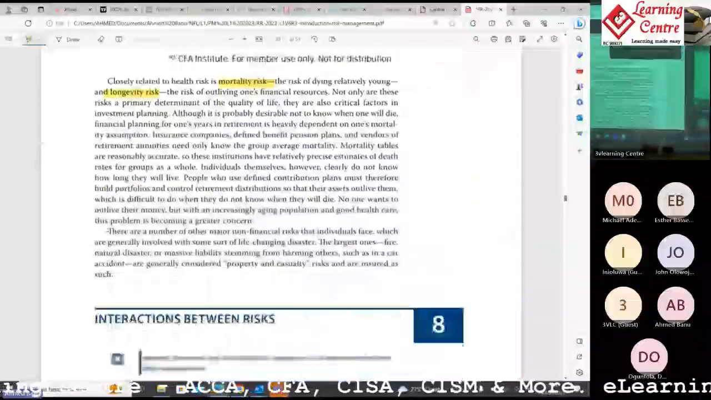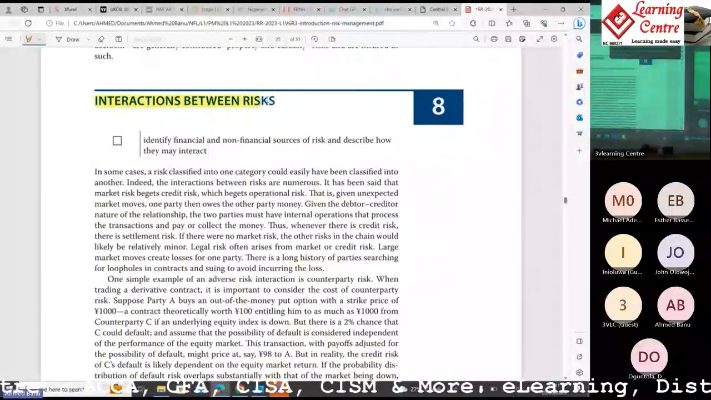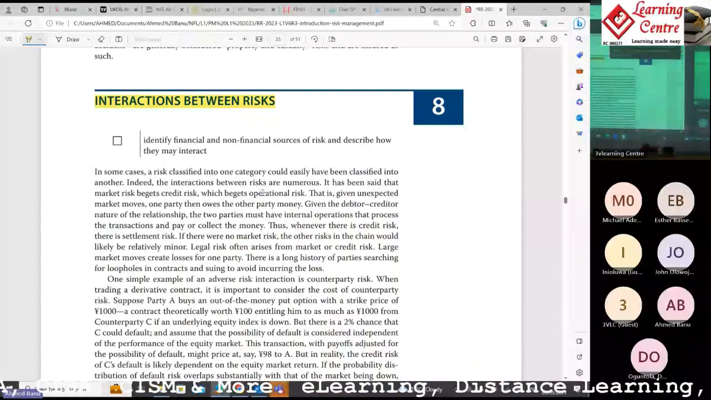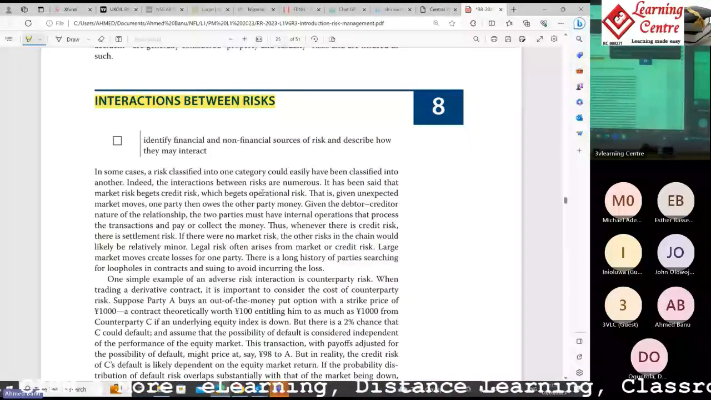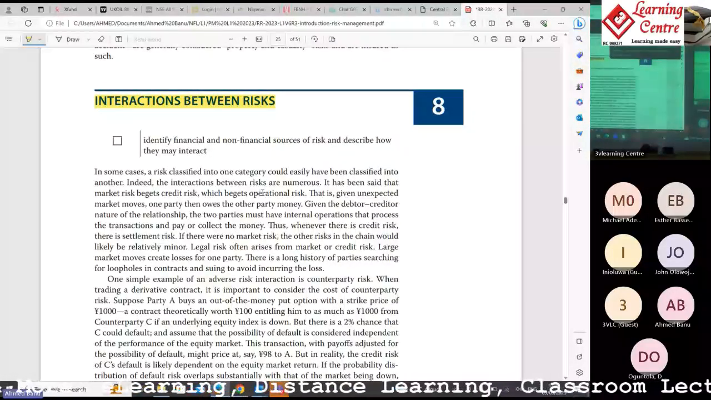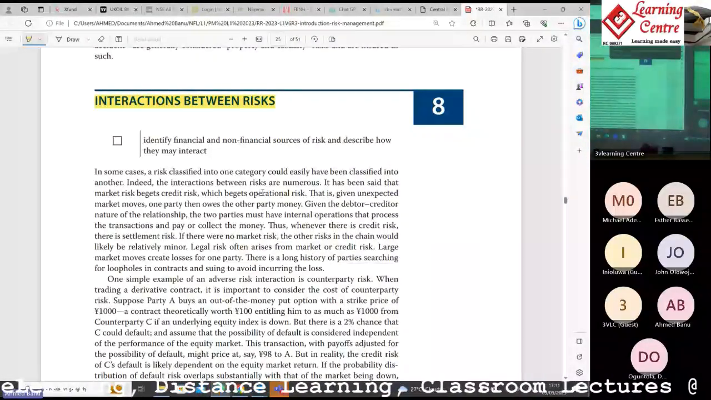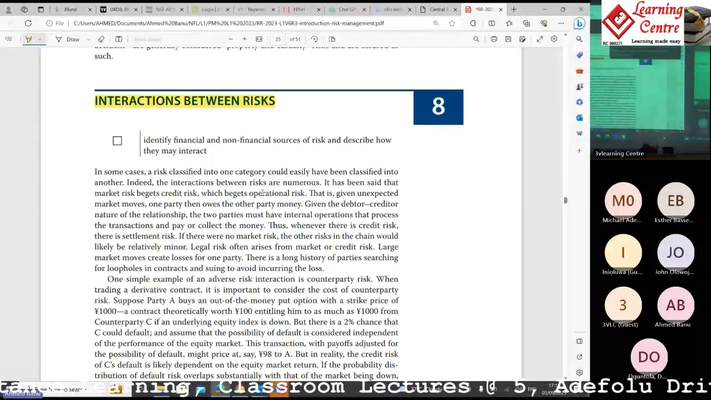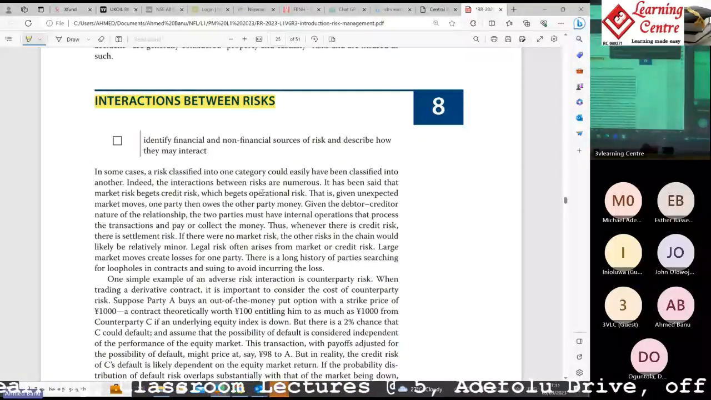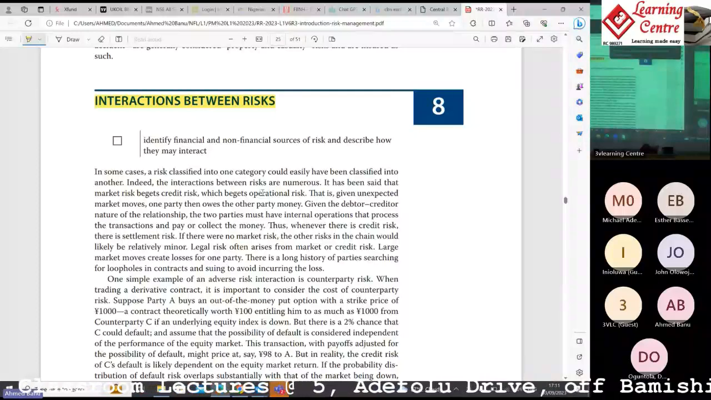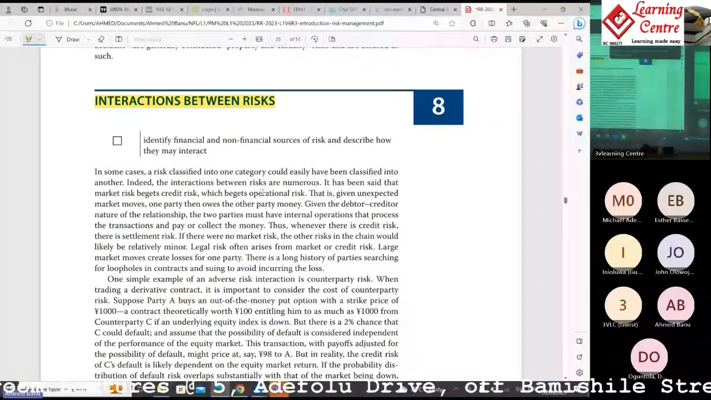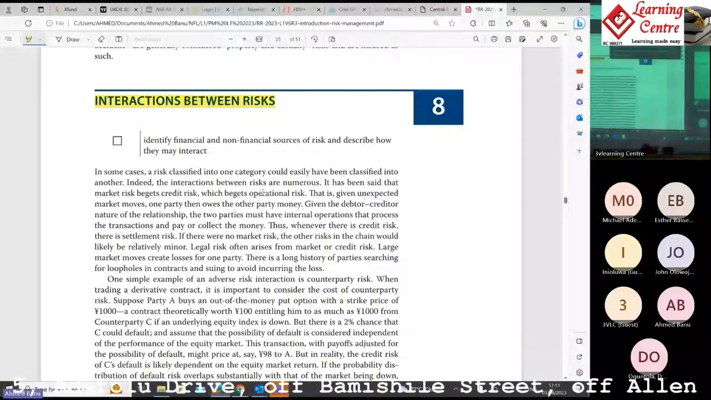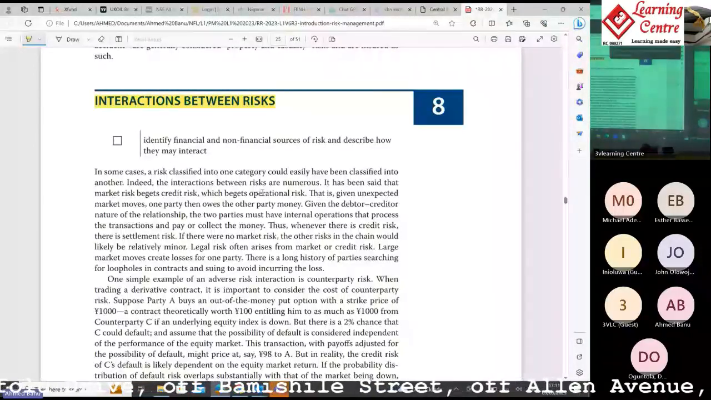Now the next is interaction between risks. What do we mean by interactions between risks? What we mean is that a risk might not necessarily happen by itself. Something might happen that triggers two risks at the same time. That's one aspect. The other aspect is that something might happen that will crystallize a risk, and that risk will crystallize another type of risk.